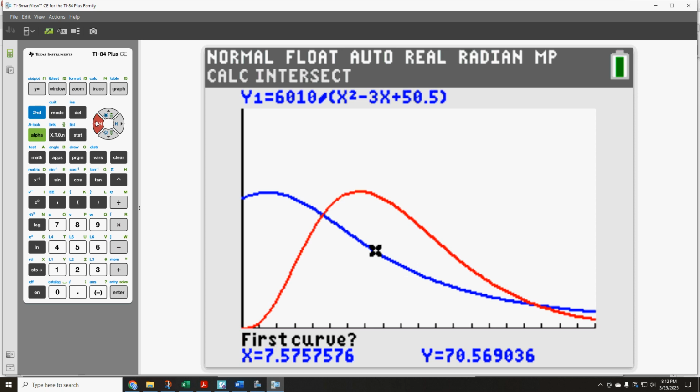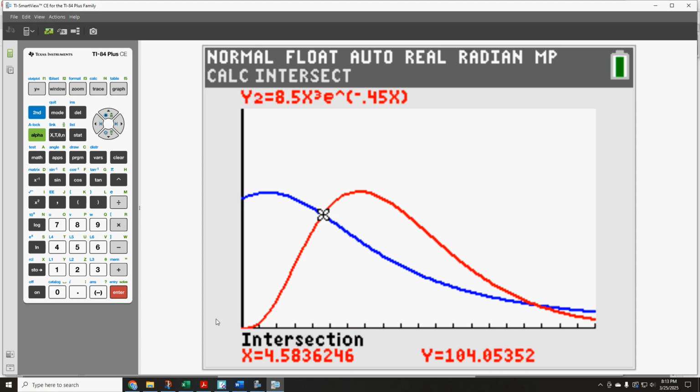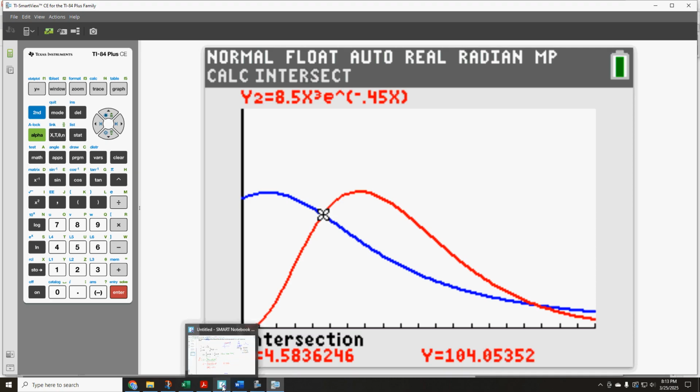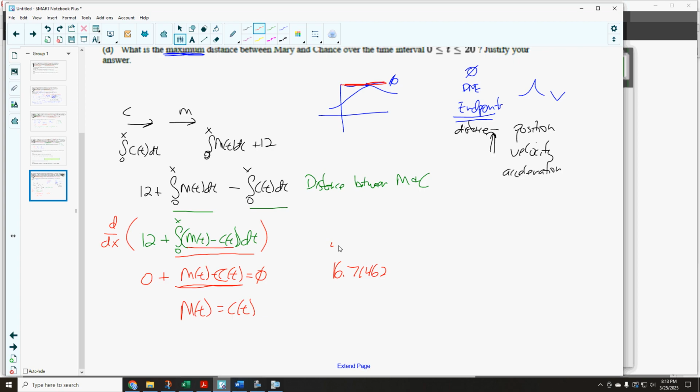So my first curve is going to be the blue one, and now I might even make it on the other side of that intersection there. There's my blue one, and then let's enter. And my second curve is right below it, so that's pretty good. I hit enter again. I don't want to make a guess, and I get my other intersection at 4.583. So I'm going to write that one down.